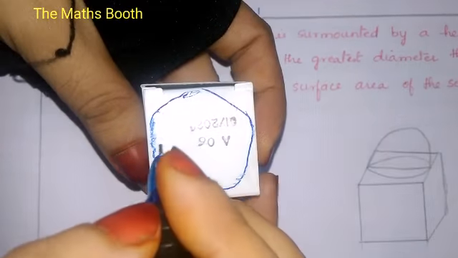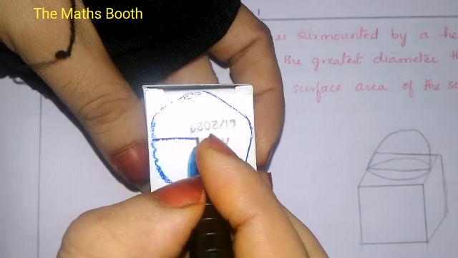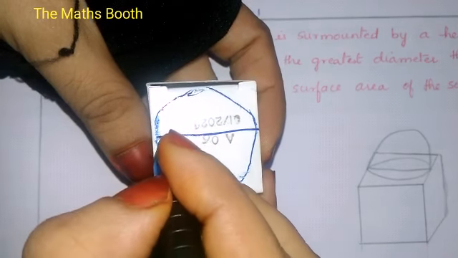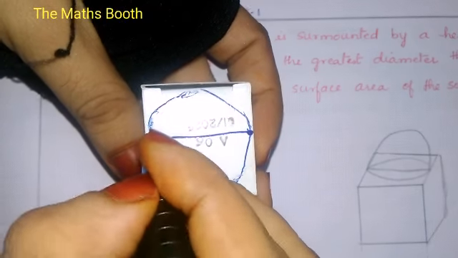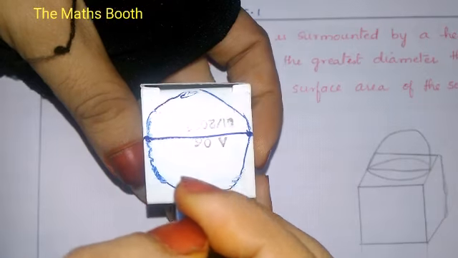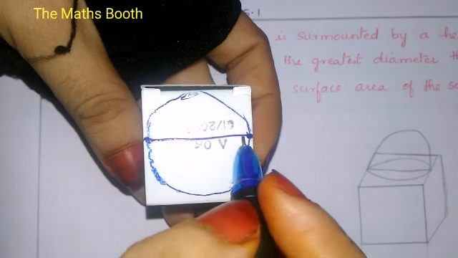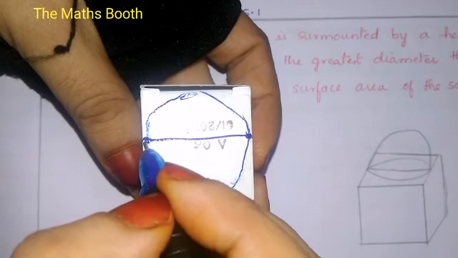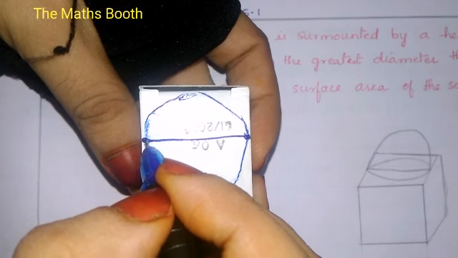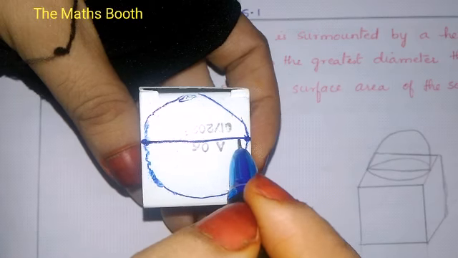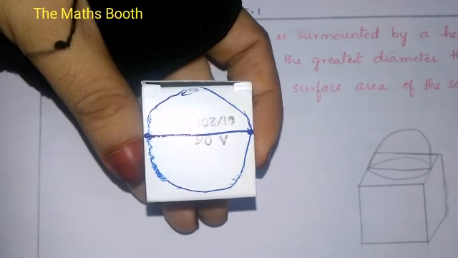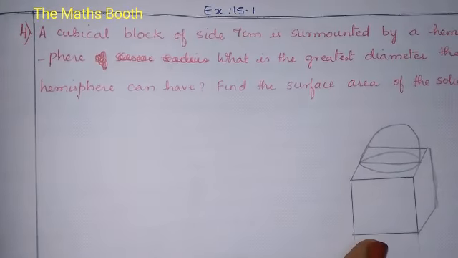Now, what is the greater diameter? The greatest diameter is nothing but the side of the cube. The hemisphere is completely surmounted on the cube. So the greatest diameter of the hemisphere is nothing but the side of the cube. So the figure is in this form.